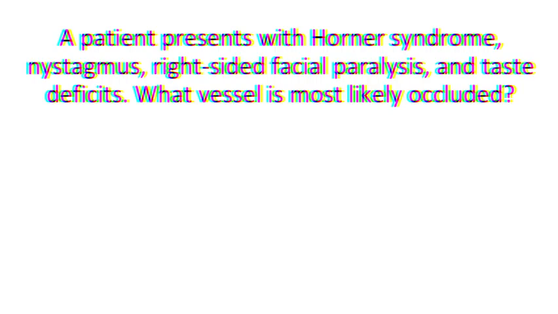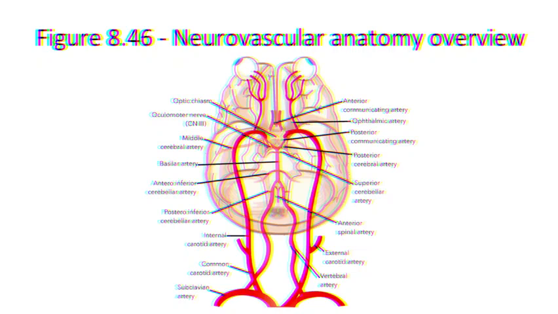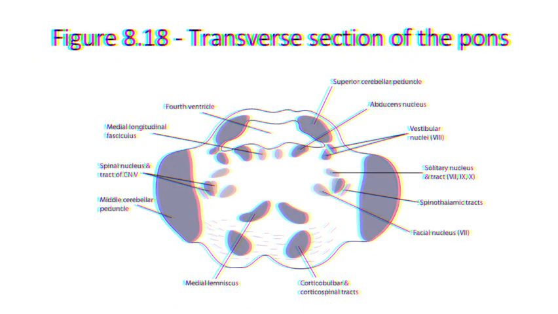Recall from part 1 of this section that facial paralysis and taste deficits are unique to lateral pontine syndrome. Lateral pontine syndrome is caused by damage to the anterior inferior cerebellar artery, or AICA. Let's pull up some figures to make this clear. From figure 8.46, we can see that the AICA is right here. Again, notice how the AICA wraps around the lateral aspect of the pons, hence the name lateral pontine syndrome. From figure 8.18, which shows a transverse section of the pons, we can more clearly identify the structures that would be damaged in lateral pontine syndrome.